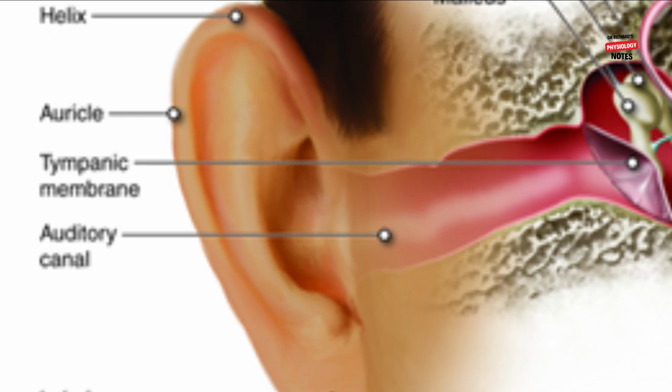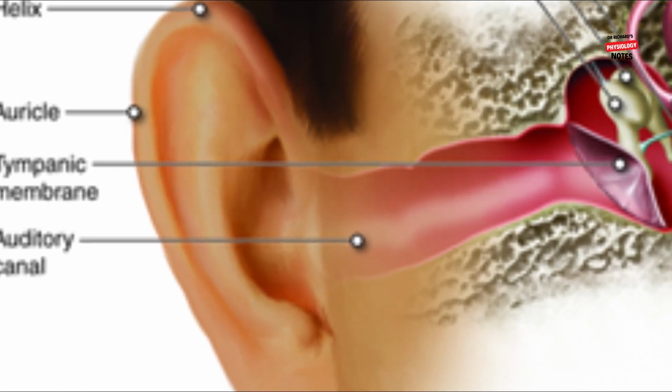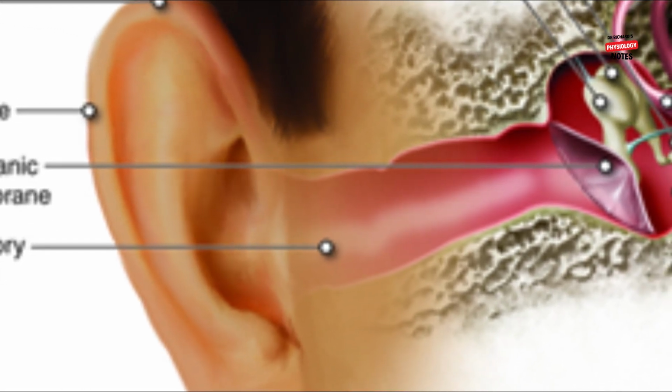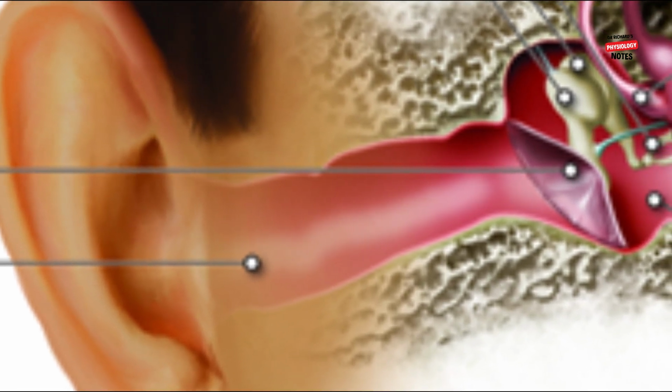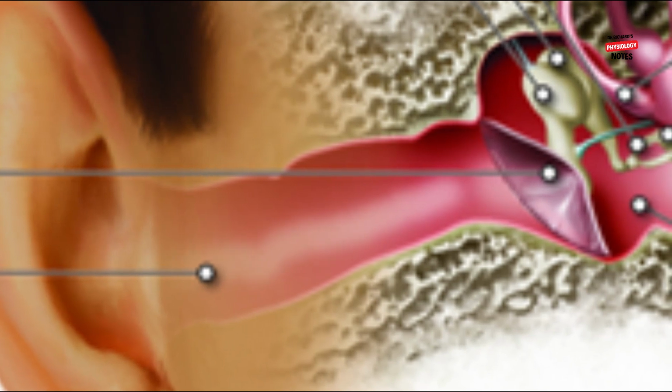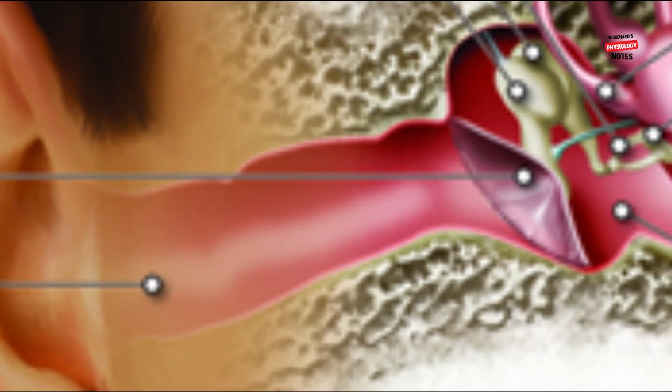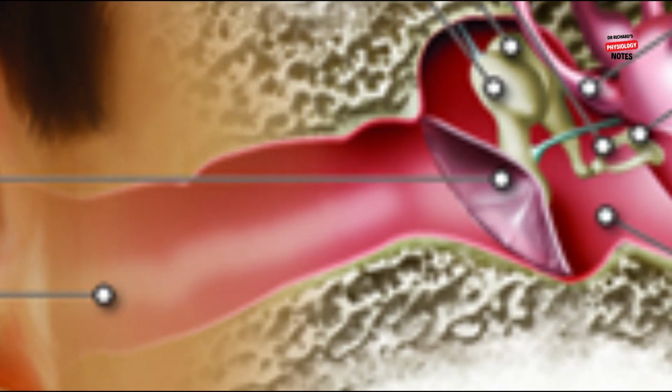The entire canal is lined with skin bearing hairs, sebaceous glands, and modified apocrine sweat glands called ceruminous glands. These glands secrete yellow-brown waxy cerumen, or earwax, which provides a sticky trap for foreign bodies and repels insects.